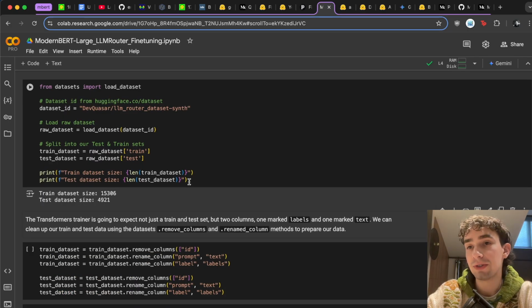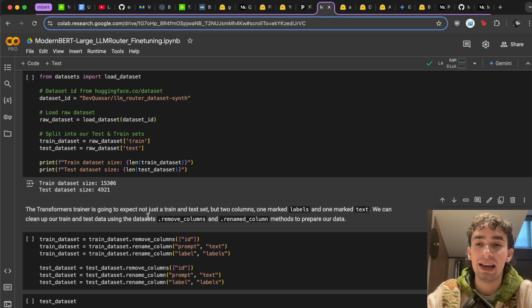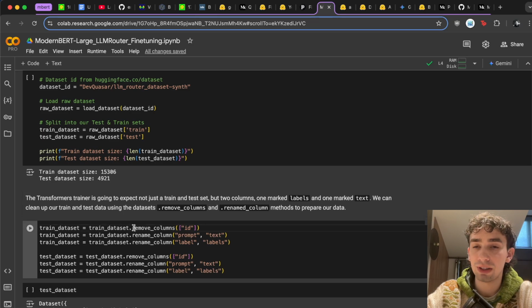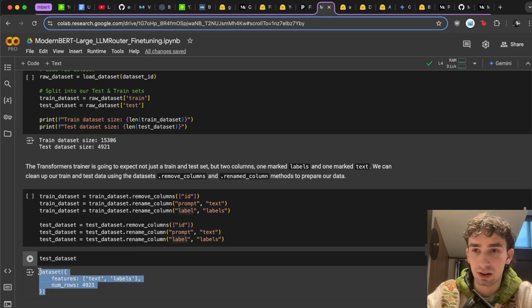We then need to just make sure that our dataset is in the right format for training. And the Transformers library trainer, which is what we're going to be using, expects just 2 columns, one marked labels and one marked text. So what we can do is use the remove columns and rename columns in a few sequences like this, so that finally at the end of it, we get our data set here that has just text and labels and the number of rows.